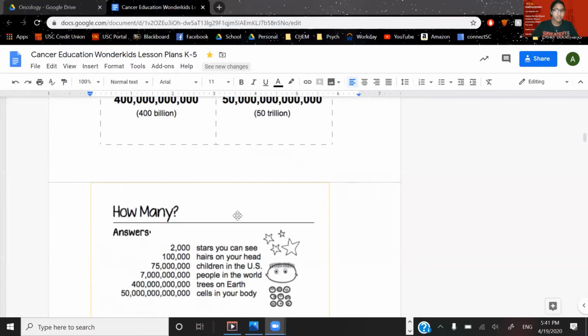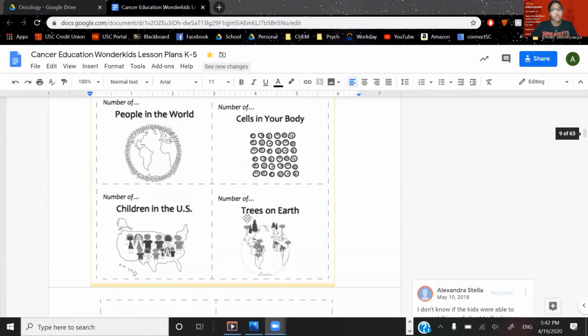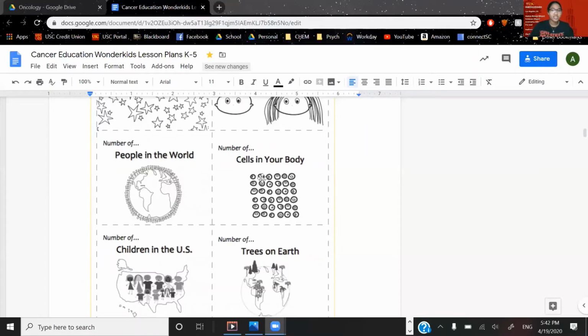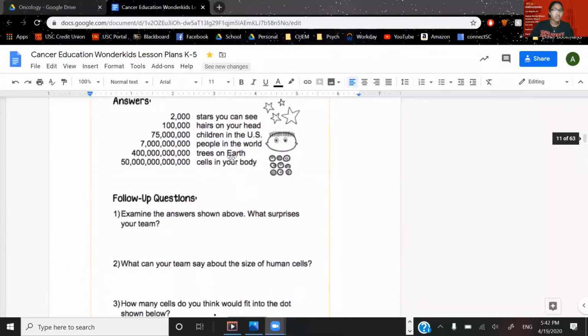But the real important thing here is to go over cells, because they don't know what cells are. Most of them have never heard of them before. So you kind of have to make them think, there's more cells in your body than there are trees on earth, people in the world, children in America, hairs on your head, stars you can see, all combined even. And that's something that they can't really comprehend at this point.